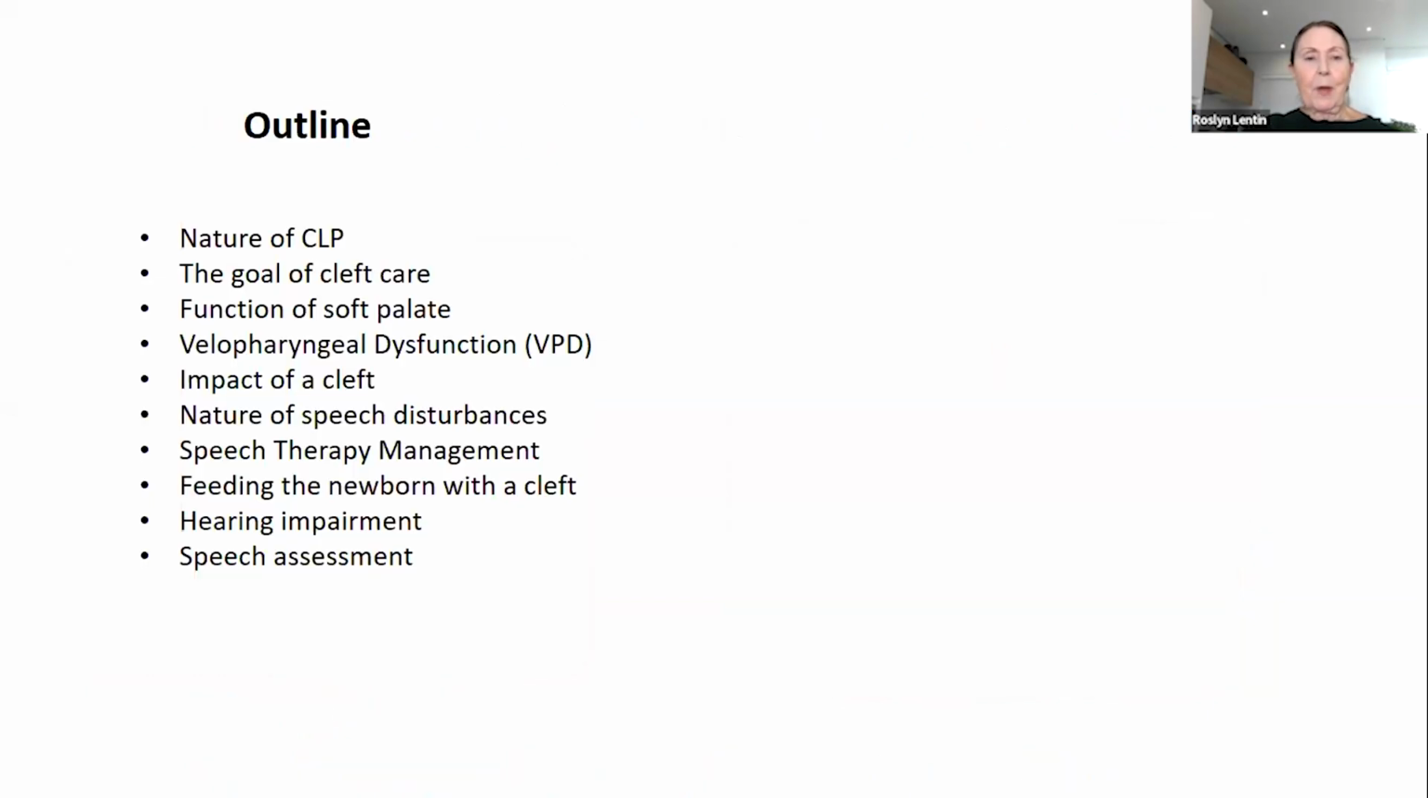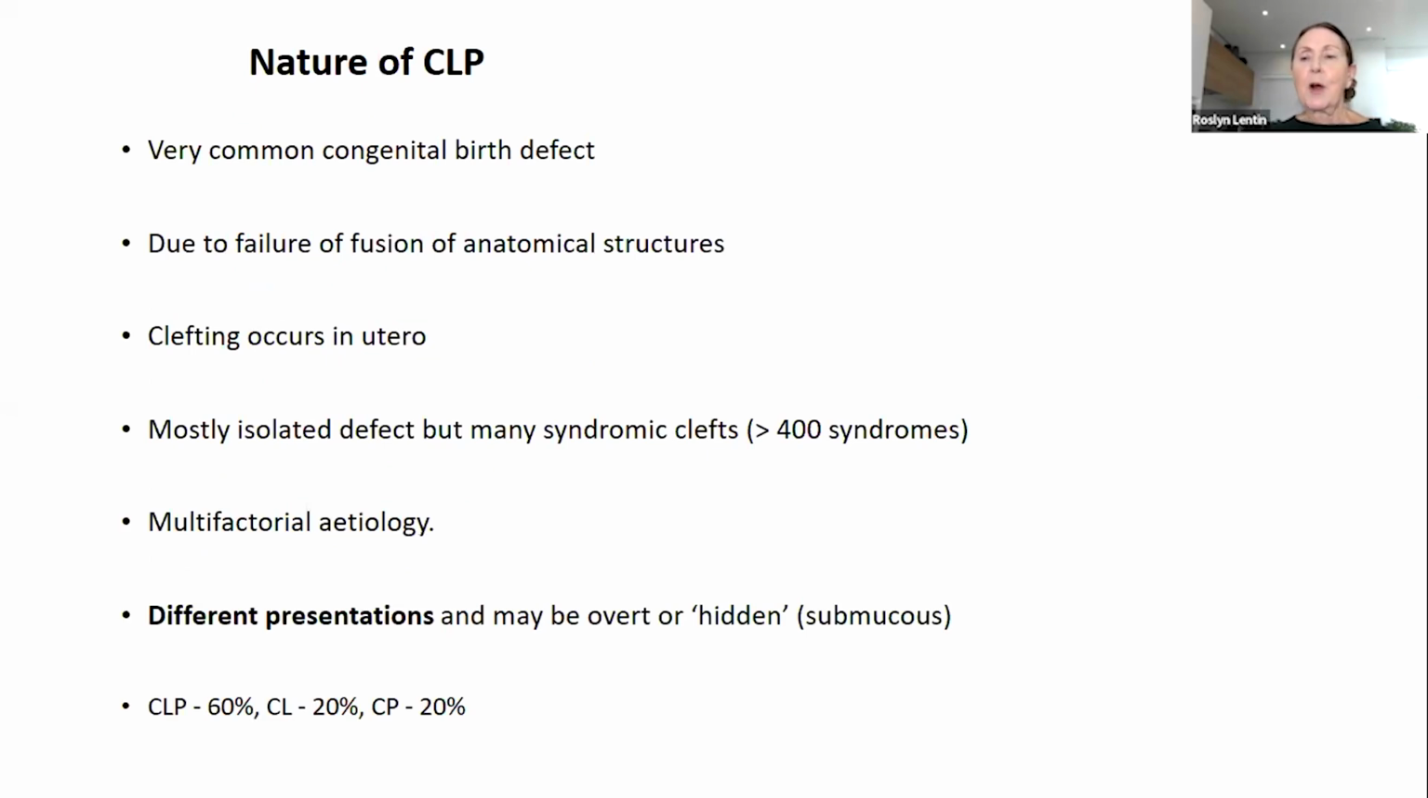So the first slide is just what has been repeated, the nature of cleft, that it's a very common congenital birth defect. There's failure of fusion of the anatomical structures. This happens in utero, and of course the lip and the palate are formed by the 12th week of pregnancy. Mostly these clefts are isolated defects, but are part of many syndromes, over 400 syndromes, of which it is a multifactorial etiology, and of course many different classifications of the cleft.